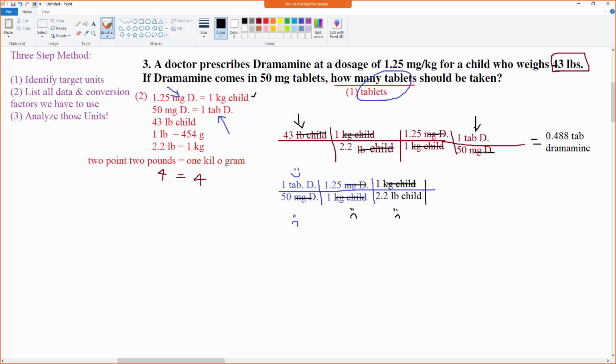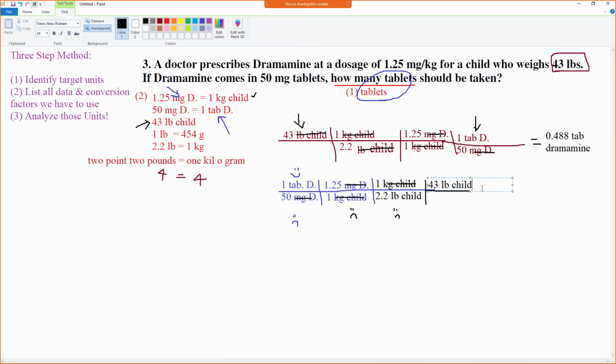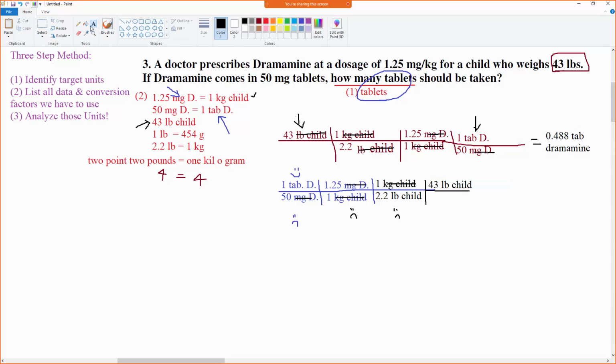So I just keep going, and then I see, aha, here's something. I can just plug that in. I don't need a thing on the bottom. I've got 43 pounds child, and you'll see that those cancel, and it's essentially the exact same setup as we did above. It's just backwards, right? Here I started with 43 pounds, and I ended with 1 tablet per 50 milligrams. Here I started with 1 tablet for 50 milligrams, and then I ended with 43 pounds. It gives you exactly the same answer.